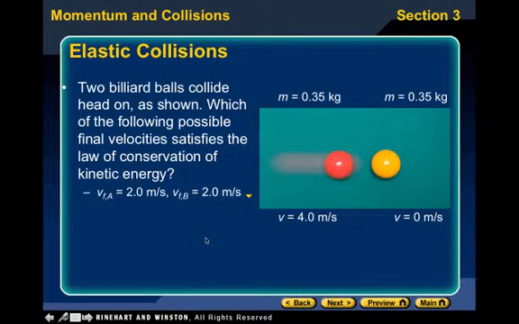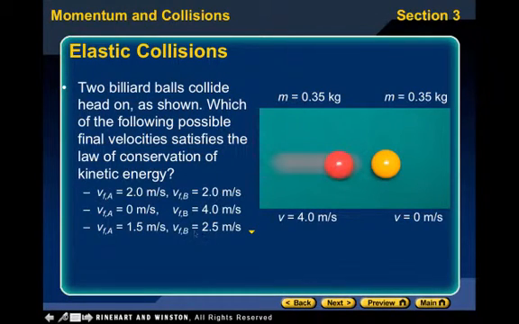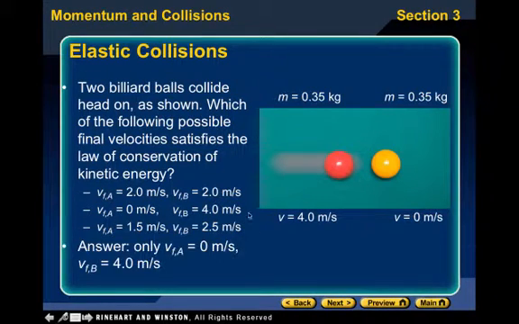Now, which one satisfies the law of conservation of kinetic energy? So beforehand, we have 1/2 times the mass times velocity squared. I forgot to square it. 0.8 is the energy. So we have to look at which one conserves energy. It would only be this first one, because the speeds changing would change the kinetic energy.